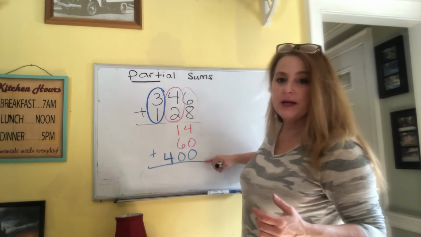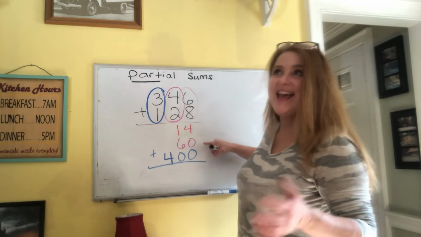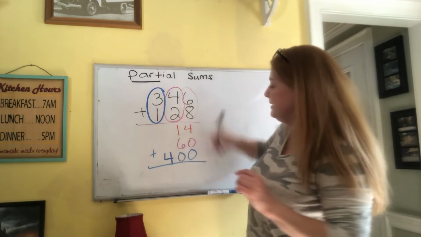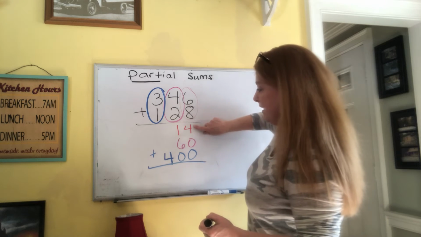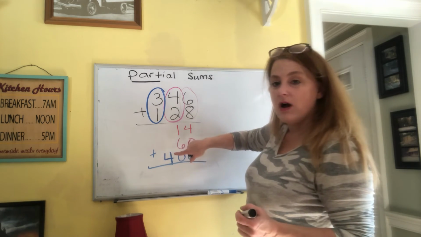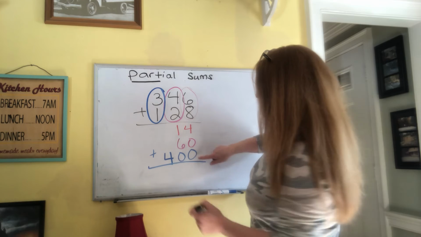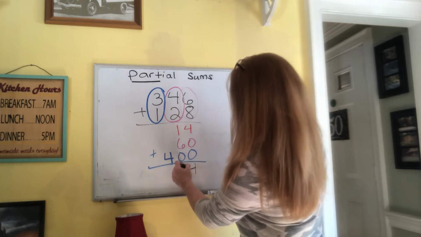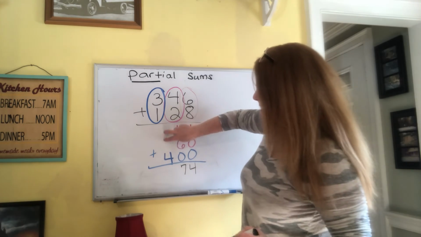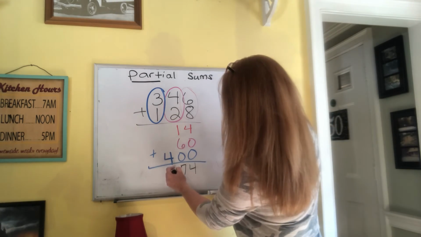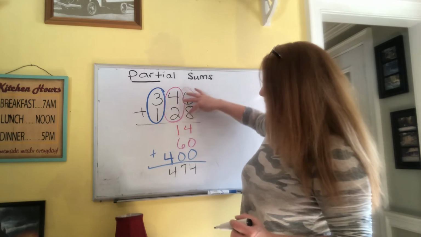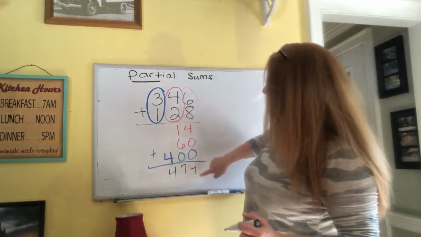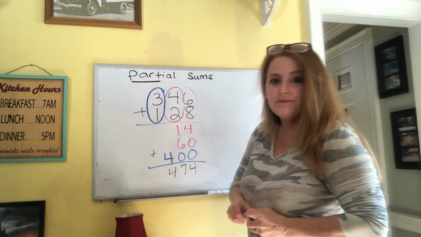These are the partial sums, the sums of the ones, the sums of the tens, the sums of the hundreds, the partial sums, the 3 parts. And now we put them together for the big sum. Again, look how nice and neat those columns are stacked. 4 plus 0 is 4. 1 plus 6 plus 0 is 7. And then nothing plus 4 is 400. So the answer to 346 plus 128, the final answer, is 474.